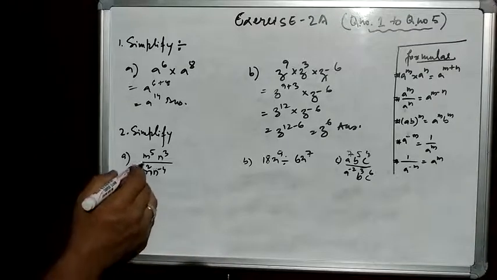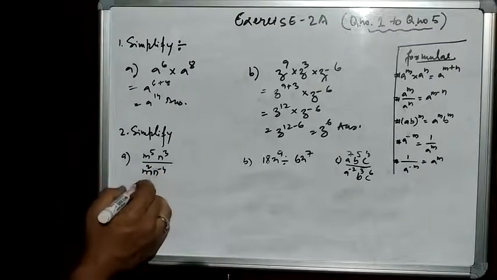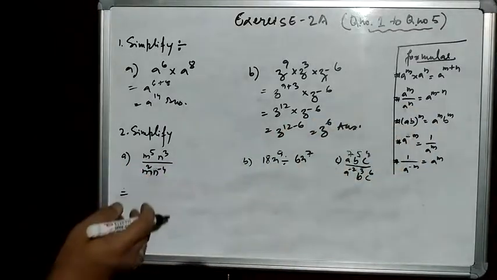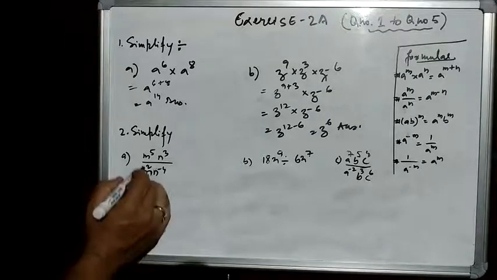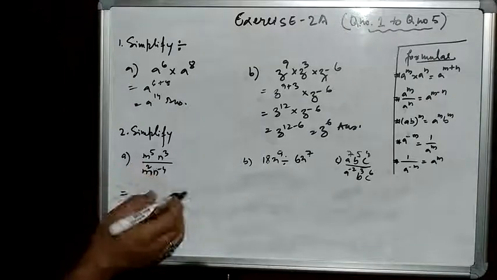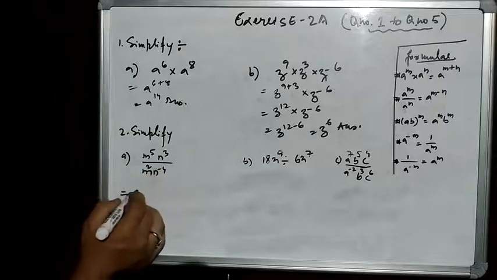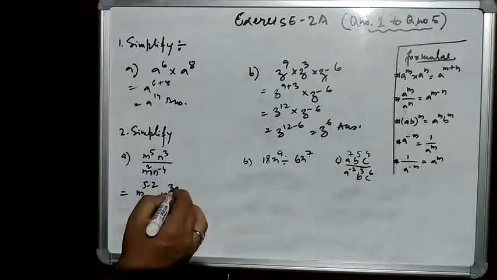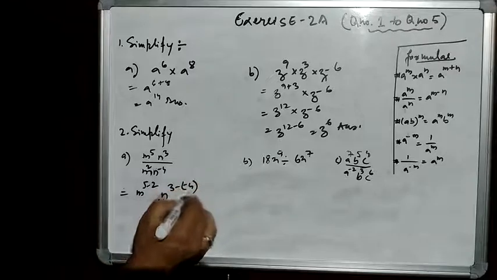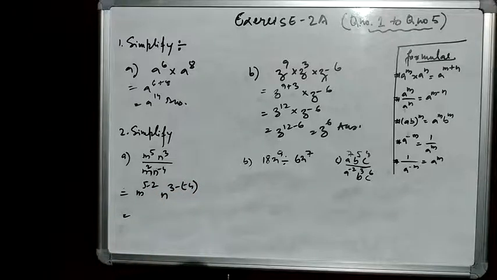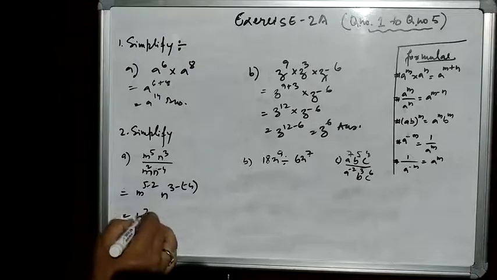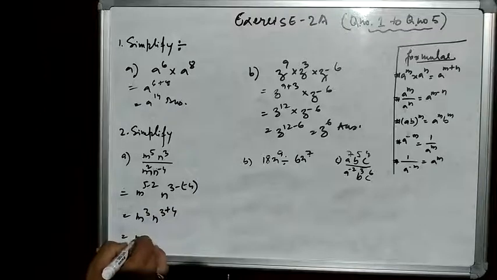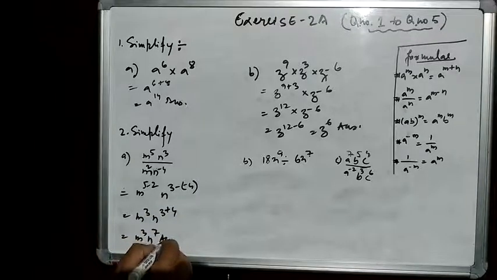Now the next question is m to the power 5, n cube, over m square, n to the power minus 4. Regarding this question, we will subtract the powers when the question is in fraction form. The bases are the same, m is the same, but the powers are different, 5 and 2. So we subtract, 5 minus 2 is 3. Then n cube and n to the power minus 4: 3 minus minus 4 becomes plus 4. So the answer will be m cube n to the power 7.